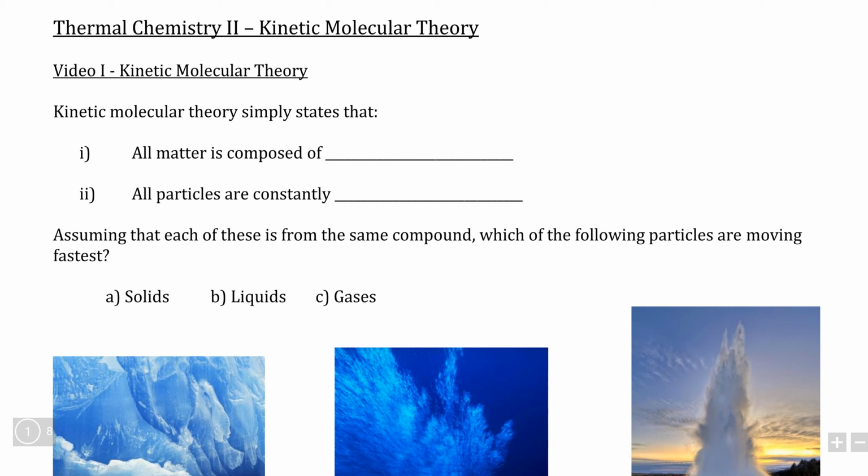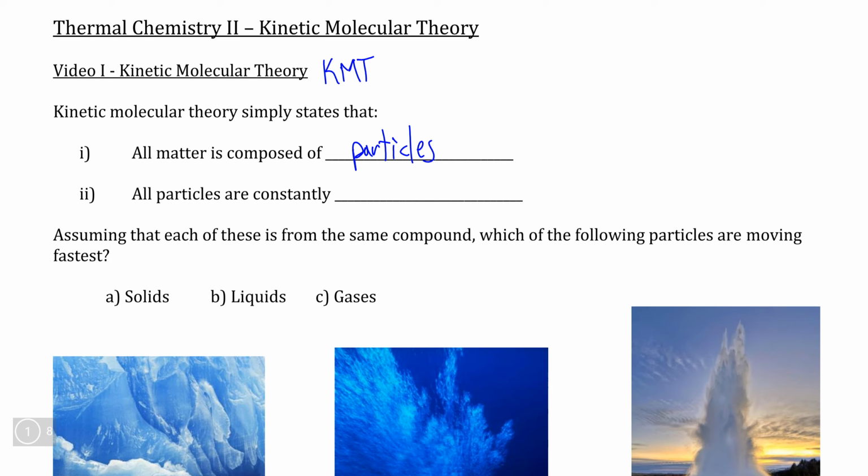In this series of videos, we're going to be looking at the relationship between kinetic energy and chemical reactions, starting with kinetic molecular theory, which I will abbreviate as KMT from this point forward. The first two principles of KMT are pretty straightforward. Point number one is that all matter is composed of particles, which can be molecules, atoms, or ions, but it is the interaction between these particles that leads to chemical reaction.